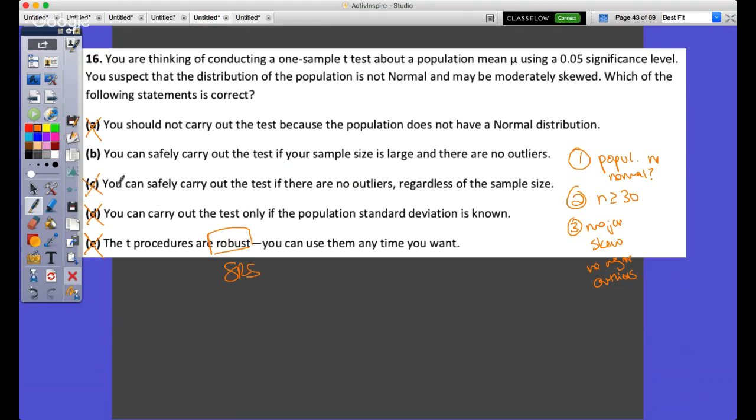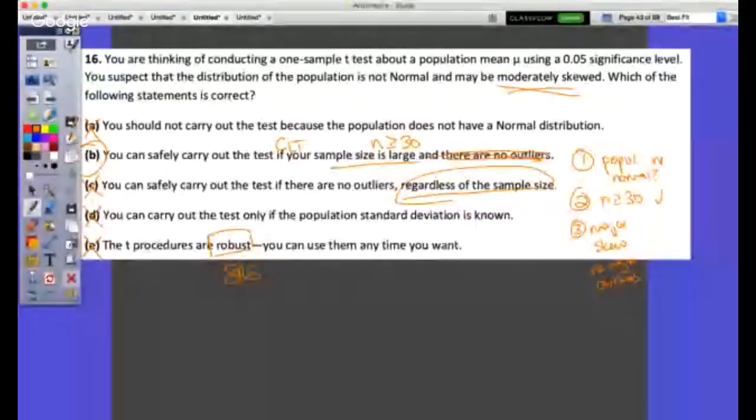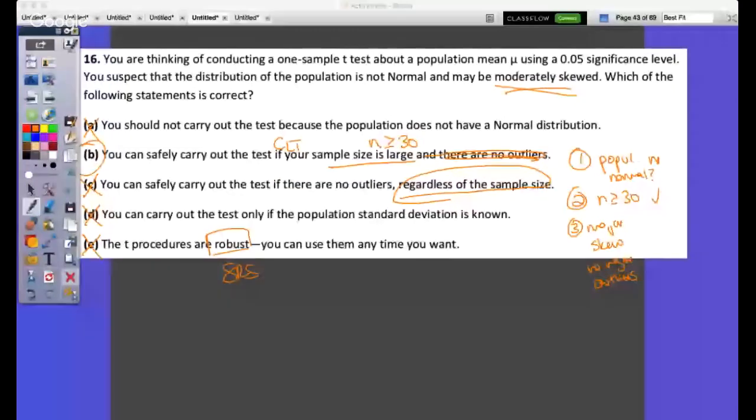I mean, I don't like C because you can safely carry out the test if there are no outliers regardless of the sample size. That's not true because it's moderately skewed, possibly. B is the best worst answer. I don't like it because it says you could safely carry out the test if your sample size is large. If it's large, assuming it's greater than or equal to 30, it doesn't matter whether there are outliers or not because condition two, by basis of the central limit theorem, would be met. So I don't like 16. Just make sure you know these three and apply them that way. B is the best worst answer. I know that may not be great for you, but that's kind of the reality there.